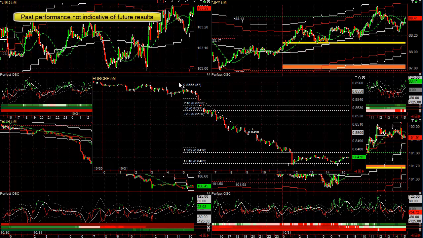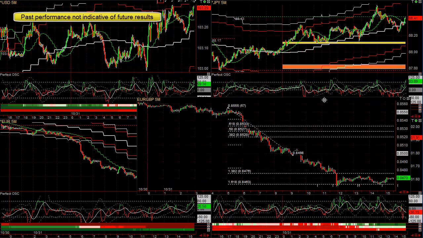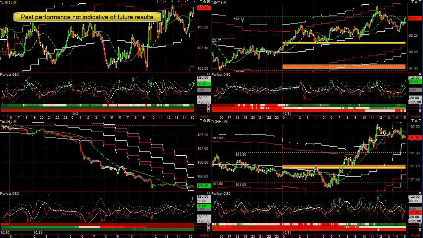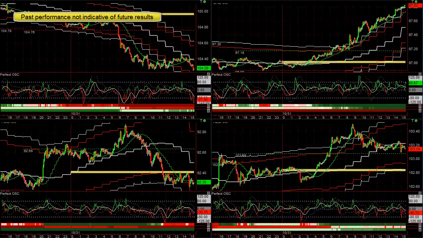Typically, anytime a currency makes a big move down and does not retrace at least the 38% pullback right here, it will tend to go to the 1.618. And I can show you that in another example. Let's find another one that's quite strong.